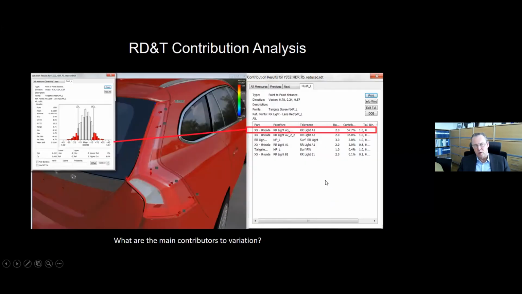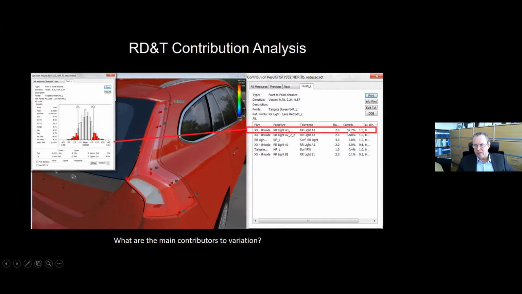Then we have something we call contribution analysis, which is basically, as it sounds, what are the main contributors to variation? So if I have a critical dimension here between the glass and the lamp, I want to analyze that. There could be a large number of underlying parts that build up to this variation, and I need to see who is the most responsible for the total variation. If I need to tighten something, it's not obvious because we have a statistical analysis and we have 3D effects with a lot of rotations. We can also have second order effects where parameters play together.